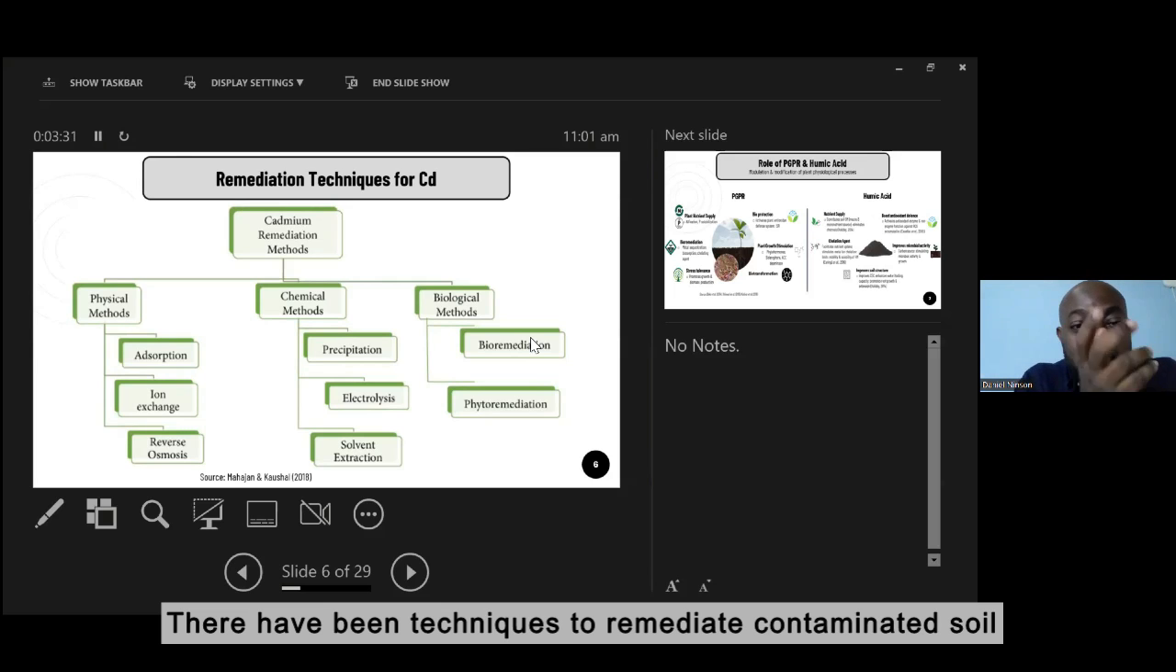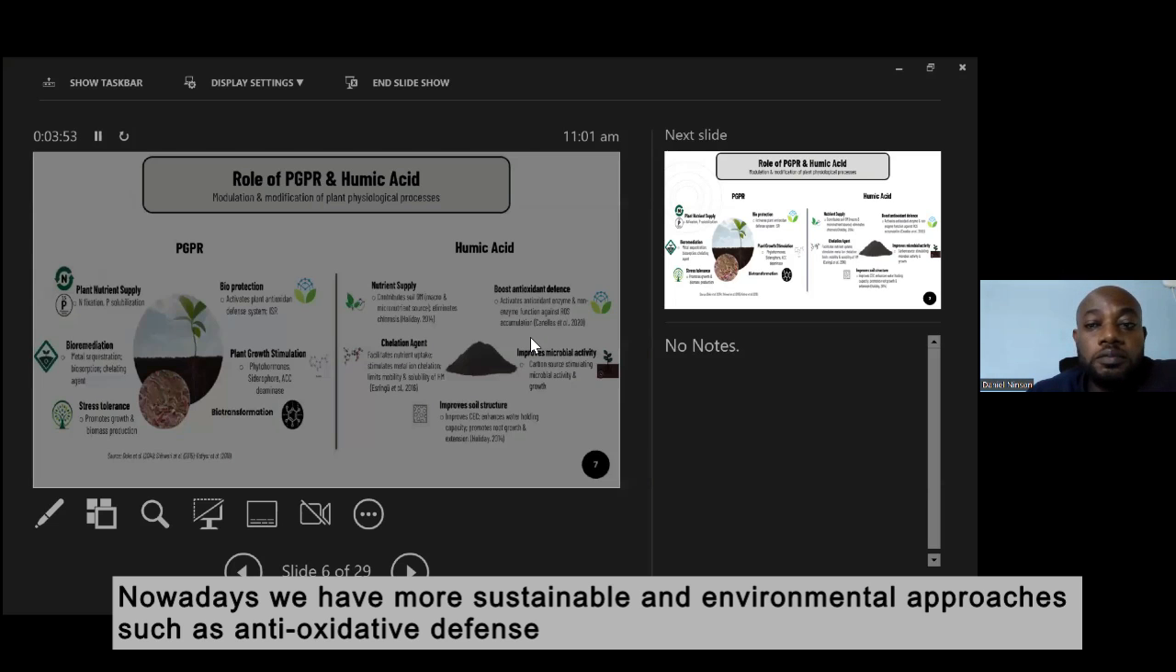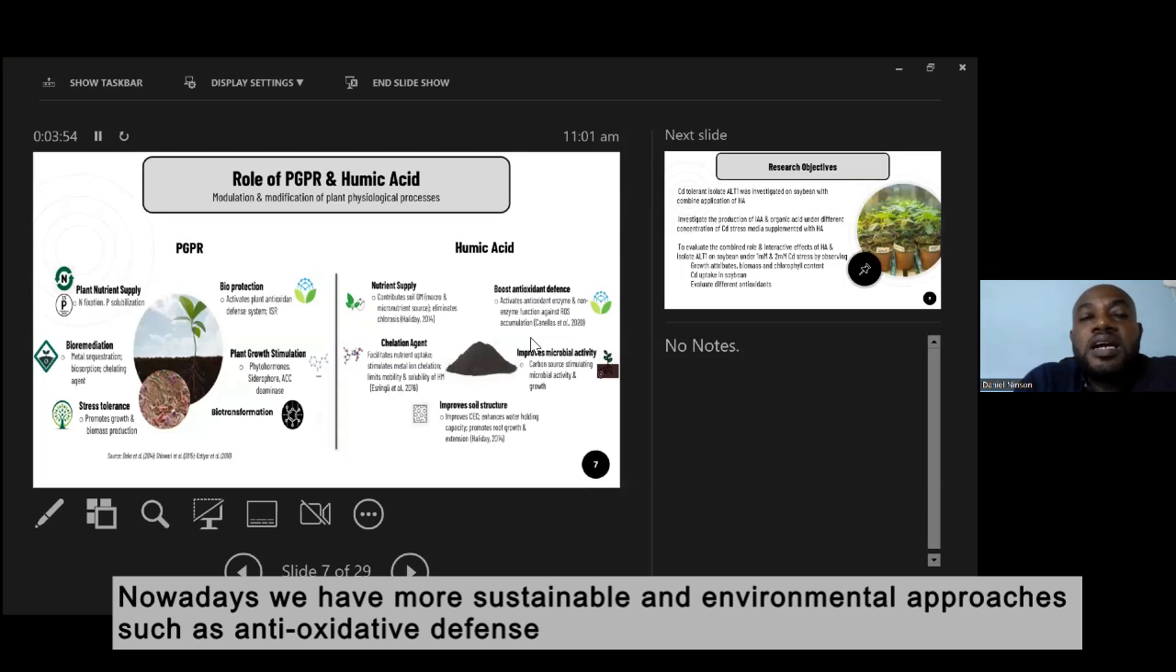Now, there are various techniques that have been developed to remediate soils that have been contaminated with cadmium, ranging from physical, technological, chemical, and biological methods, but all of them have their own limitations as well. So there has been a current drive to look for more of an environmental approach that is more sustainable and also very safe.